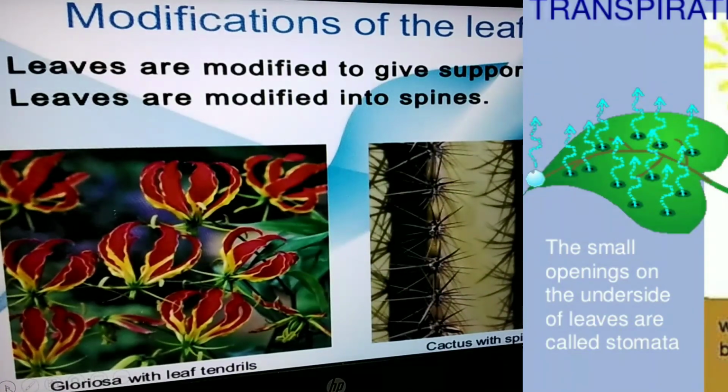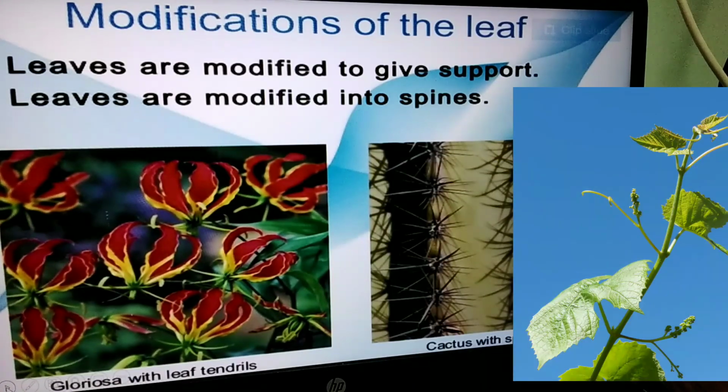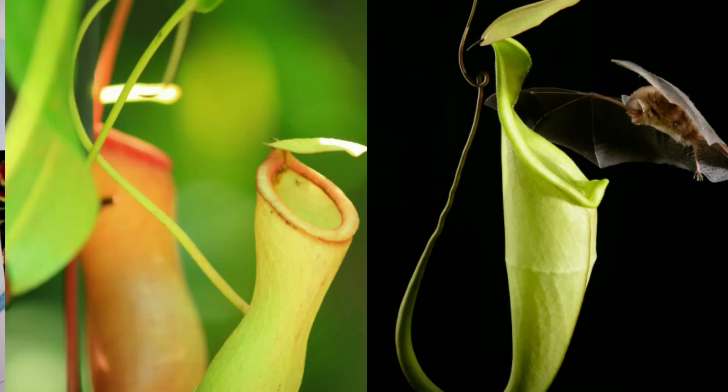Now, some of the special functions of leaves. Leaves show various types of modification in special conditions. Leaves are modified to give support. Leaves are also modified into spines. For example, the sweet pea plant has modified thin spring-like leaf tendrils which help the plant in climbing. The cactus, which grows in the desert, has leaves that are modified into spines in order to reduce loss of water through transpiration.